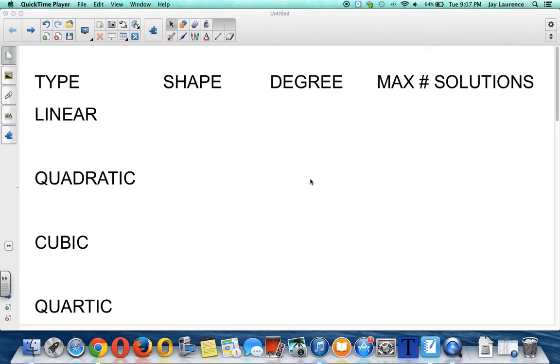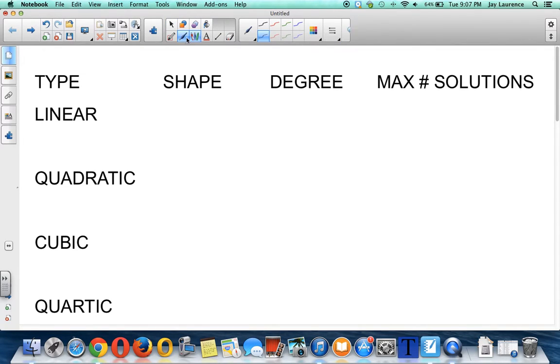So we'll be reviewing as we go along some important concepts that you should already know. If you don't know them, come on and see me and we'll go over them again. Okay, so first of all, I've got a little chart made up here with the different types of equations, right?